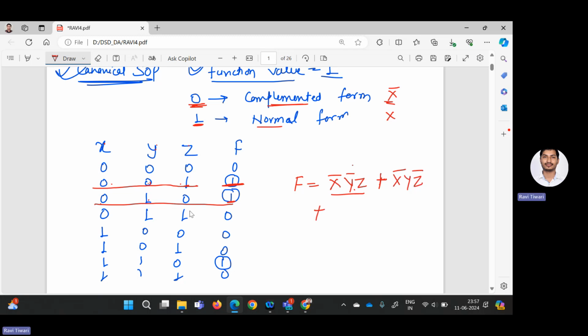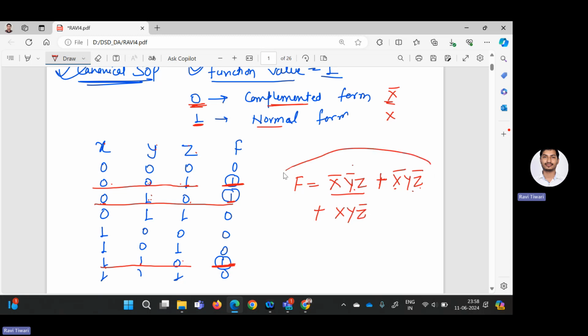Clear? Why? Because x is 0, so complemented. Then y is equal to 1, so the normal form. Z is equal to 0, so complemented form. Similarly, the third time the function value is 1. That means it has 3 terms. Now x is equal to 1, right? So it's normal form. Y is equal to 1, so normal form. Z is equal to 0, so complemented.